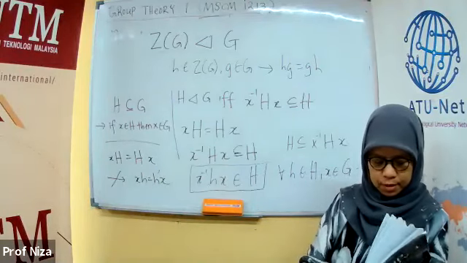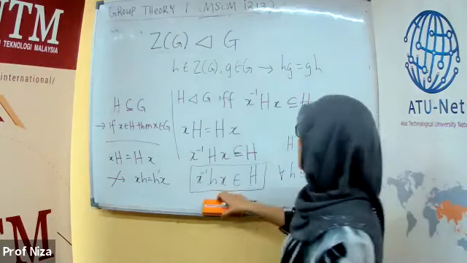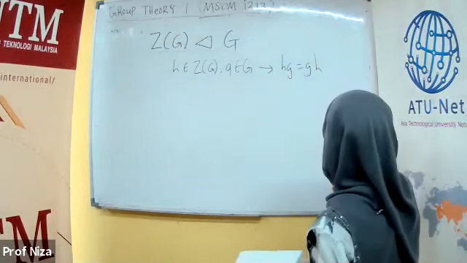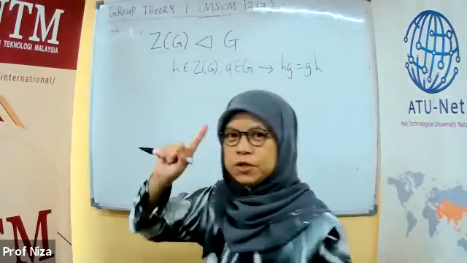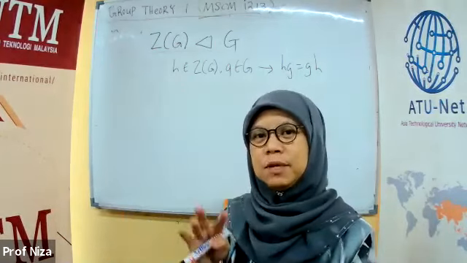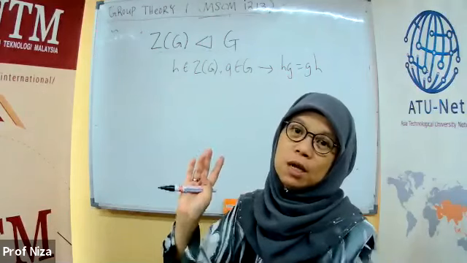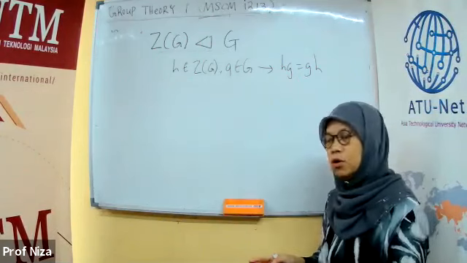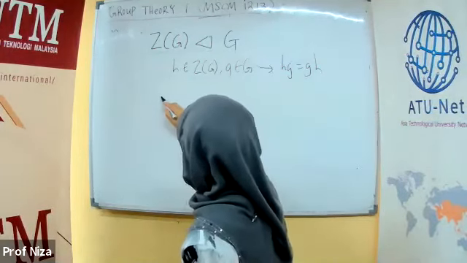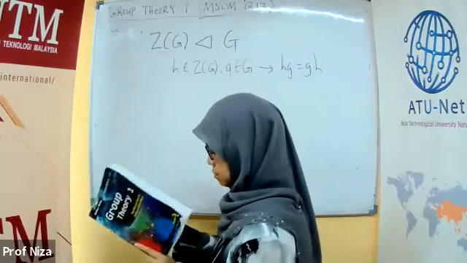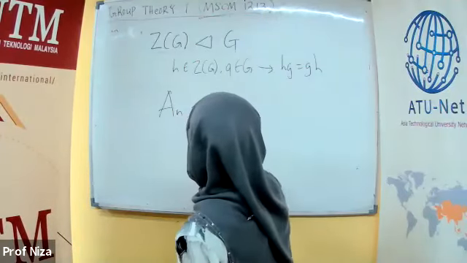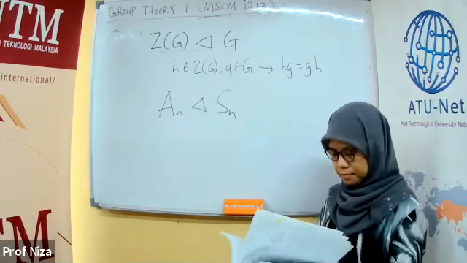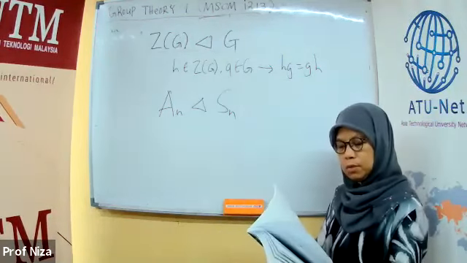Another one. The first one is, if it's abelian, then all subgroups are normal. The second one is the center is normal. The third one is, what's the third one just now? Oh, An is always normal in Sn. Even permutations are always normal.